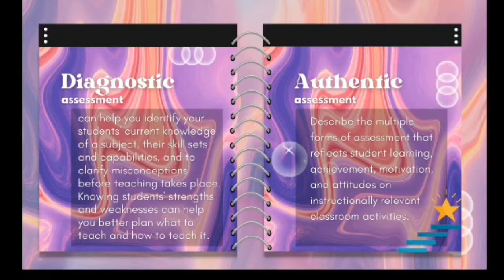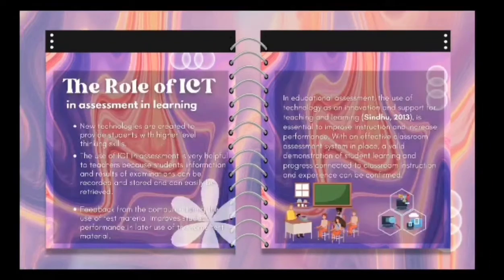Assessments are authentic if they are realistic, require judgment and innovation, and assess students' ability to effectively use their knowledge or skills to complete a task. So those are the 4 types of assessment: the formative, the summative, the diagnostic, and authentic assessments. Now let's move on and go through the role of ICT in assessment and learning.